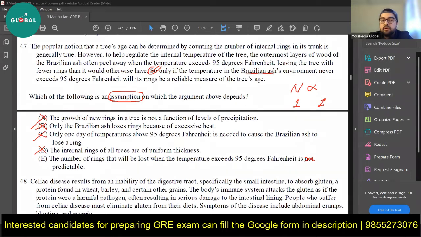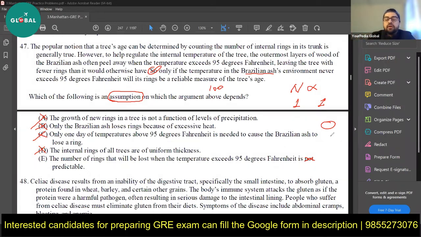You can measure the temperature always. For example, if the temperature is 100, it's above 95, so 5 rings will be lost. And you have some measure to predict the exact age of the tree. Whatever rings you got, and you also measure the temperature one day, say it's 100, 5 degrees above 95. So you can say 5 rings will be lost. Whatever rings you got on the tree, you can just add 5 and predict the age.